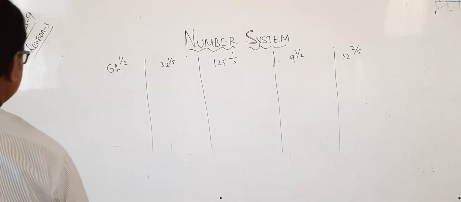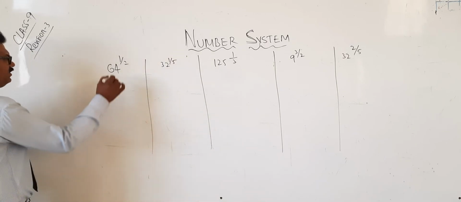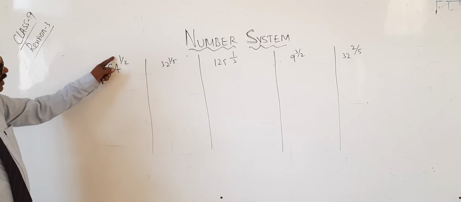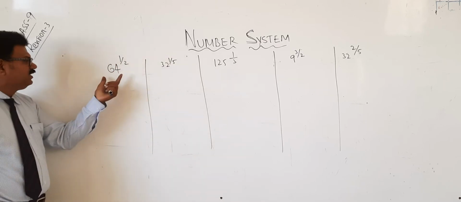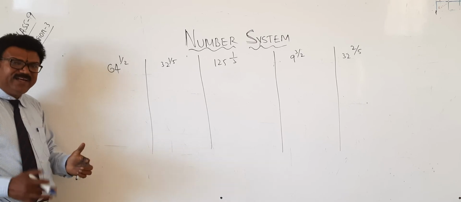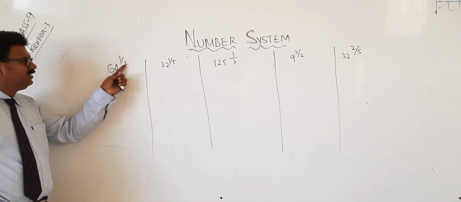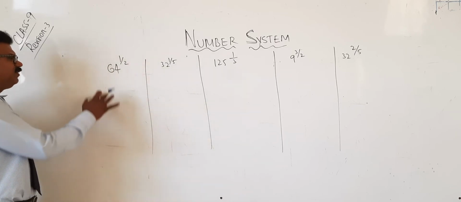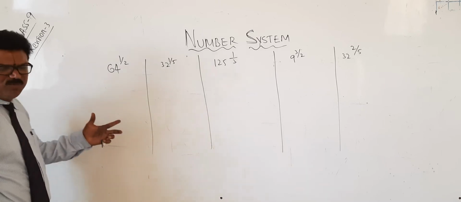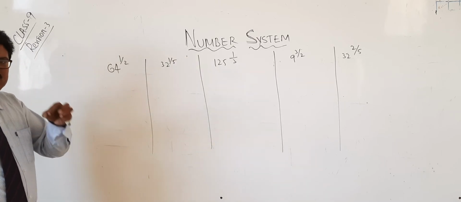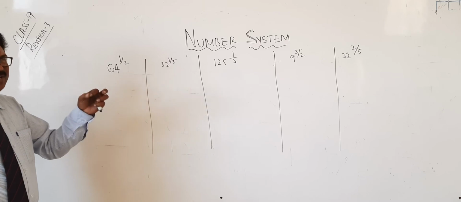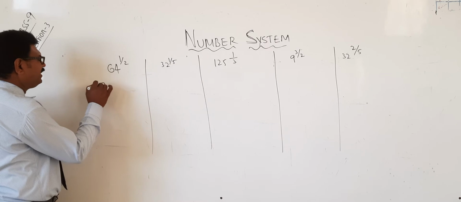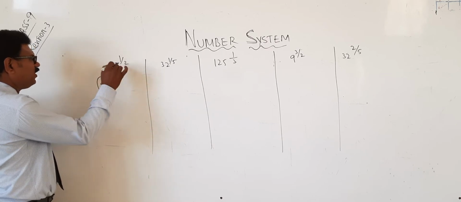Yes, see the set of problems. Very simple. See, first you understand the problem. 64 to the power of 1 by 2. That means what? 64 should expand in such a way that the power must be 2. Power must be 2 means 64 should be a perfect square only. Do you know what perfect square means? A number which is multiplied by itself is a perfect square. Now 64 can be written as 8 square. Now what is the answer?